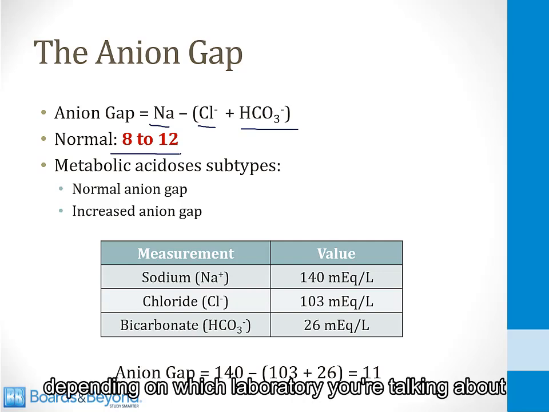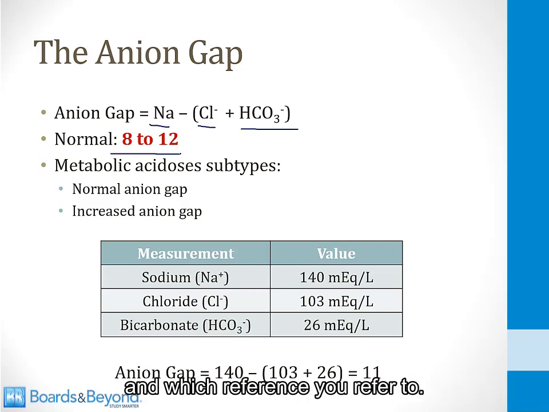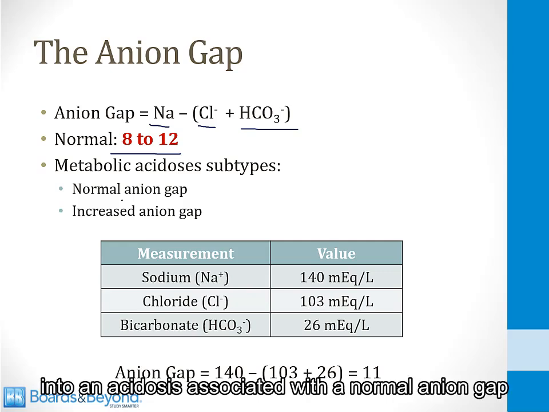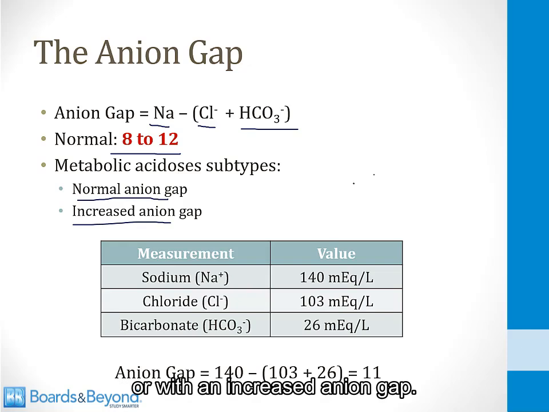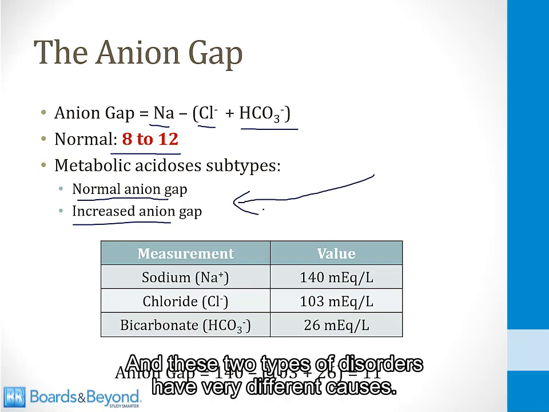It varies a little bit depending on which laboratory you're talking about and which reference you refer to. So once you determine that a patient has a metabolic acidosis, you can then subdivide it into an acidosis associated with a normal anion gap or with an increased anion gap. And these two types of disorders have very different causes.